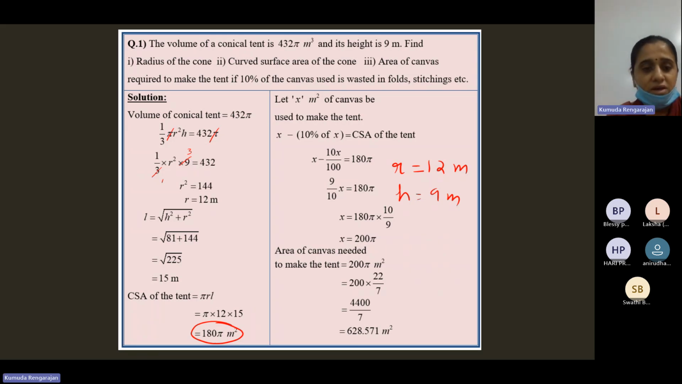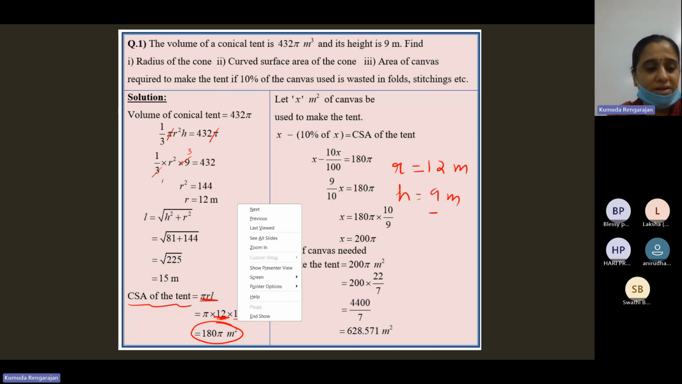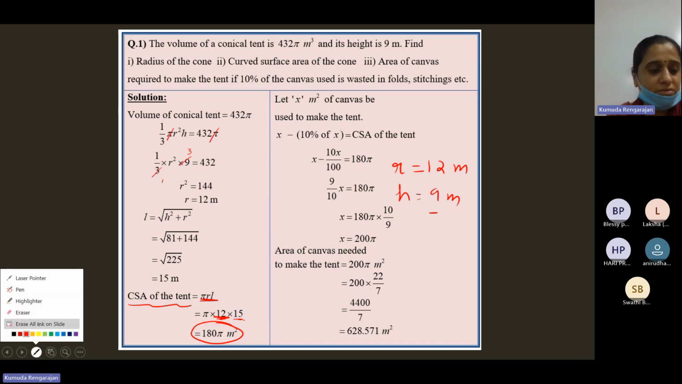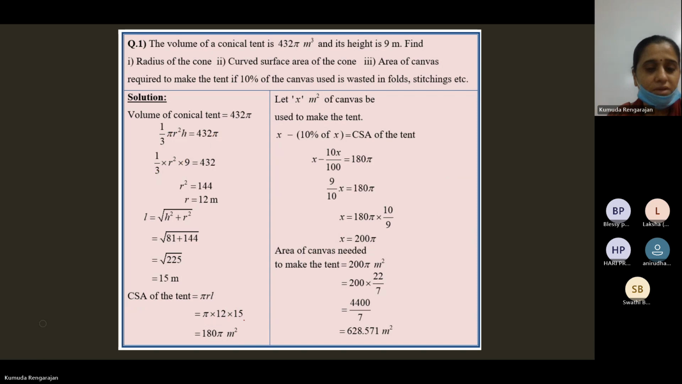Because you can see here, we have calculated CSA using the formula pi r l. So for this radius and for this slant height. So for this perpendicular height, you understand? So for this radius and for this slant height, or for this perpendicular height, 9 meters. Okay, so for the given radius and height, so much of cloth is needed.